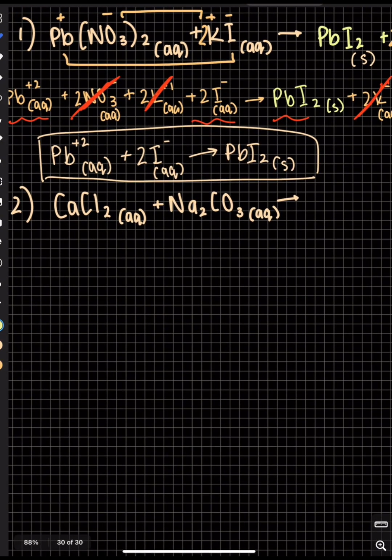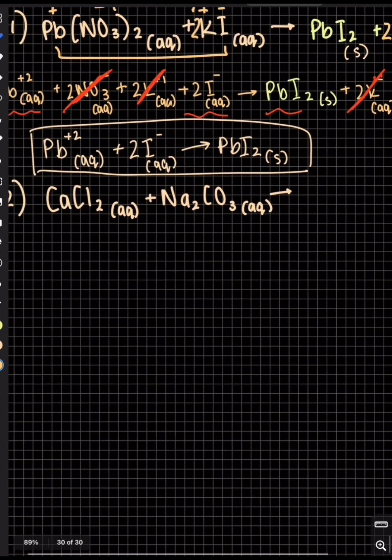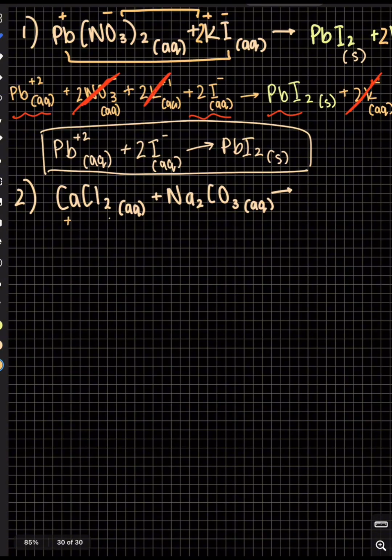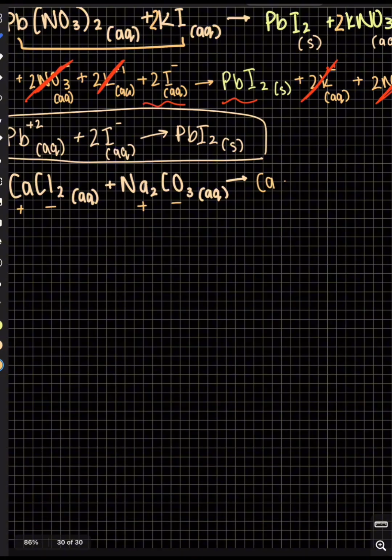Now I want everyone else to get a paper and a pencil out, because we are going to be doing this next problem together. This problem says calcium chloride, which is aqueous, plus sodium carbonate, which is also aqueous, creates what? My first step is to write my balanced molecular equation. I know that calcium is positive, chlorine is negative, sodium is positive, and carbonate is negative, meaning the positive takes the negative and vice versa since this is a double replacement. So calcium is going to take carbonate, CaCO3, plus NaCl.